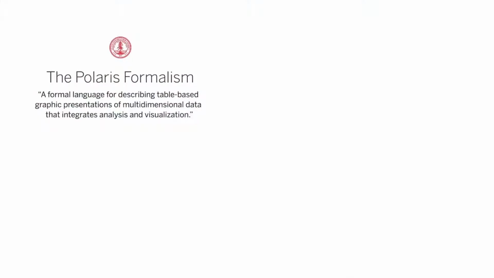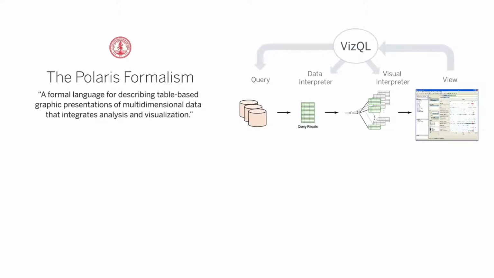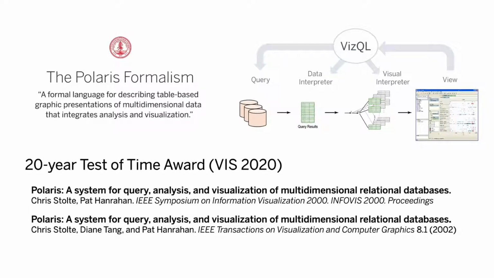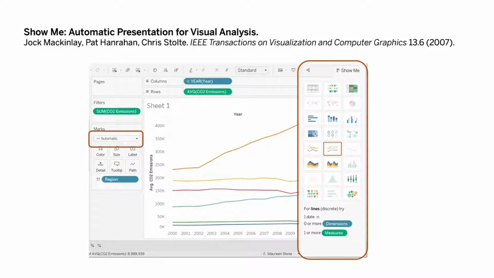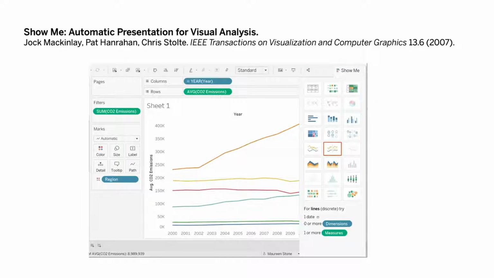Tableau is based on research done at Stanford by Chris Stolte and Pat Hanrahan. The ideas in Polaris and its visual query language, VisQL, are the heart of Tableau's analytic product. The Polaris papers are receiving the 20-year Test of Time Award this conference, which shows their importance to VIS as well as to Tableau. Another key paper is Show Me by Jock McKinley, Pat Hanrahan, and Chris Stolte. Show Me helps make exploration easier and more automatic. It includes the Show Me options menu, automatic marks, and more. While published in 2007, the work was part of the very first product.